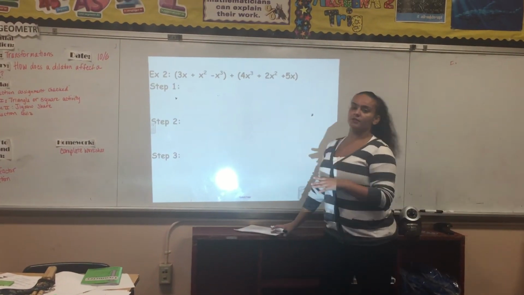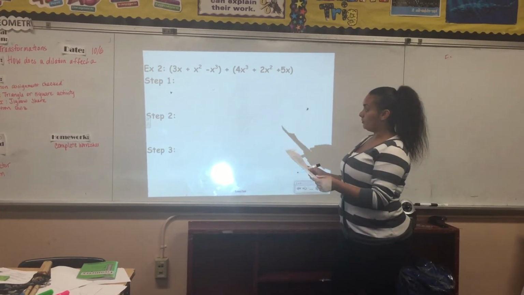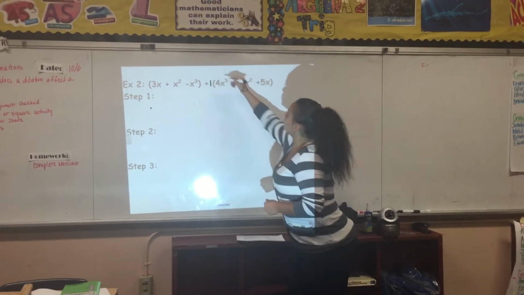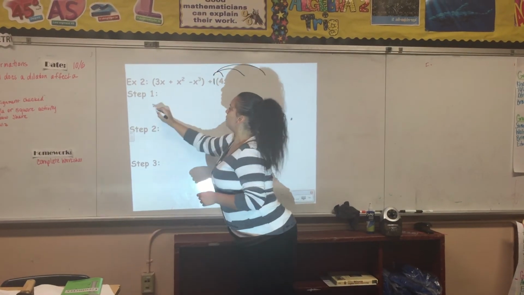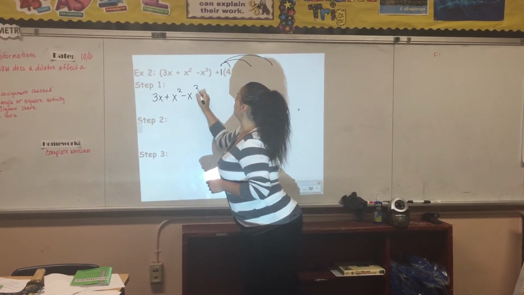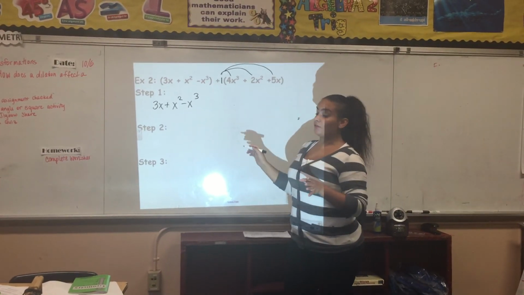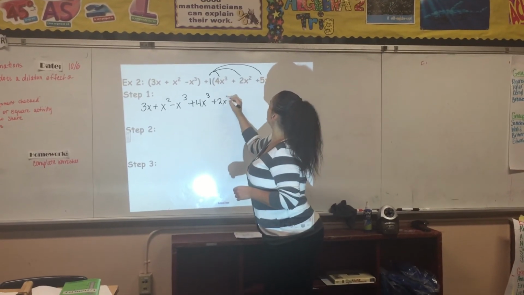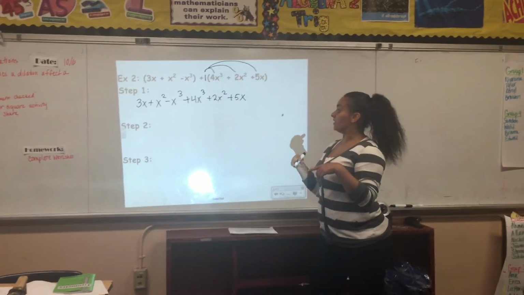So now that you've completed this example number 2, let's do this one together to make sure you did it correctly. The first step is to distribute a positive 1. So we're going to distribute a positive 1. We're going to rewrite our first polynomial, 3x plus x squared minus x to the third. Notice that distributing the positive 1 doesn't affect the polynomial, so it's positive 4x to the third plus 2x squared plus 5x. Next step, regrouping like terms.